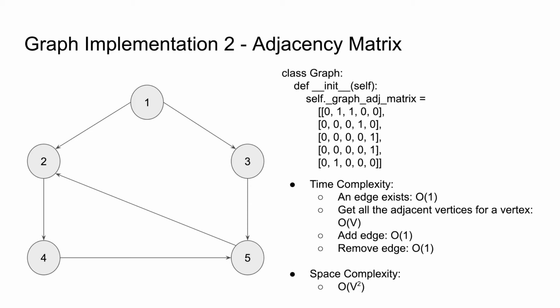Space complexity. Space complexity is O of v square. This is because to represent this graph using an adjacency matrix, we use a 2D array, and that array's size is v cross v to represent all the possible edges, and that's why it's O of v square.